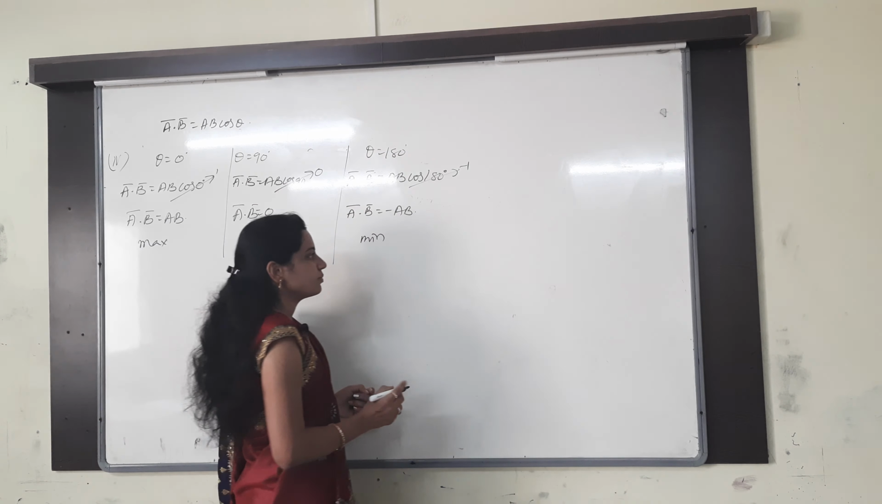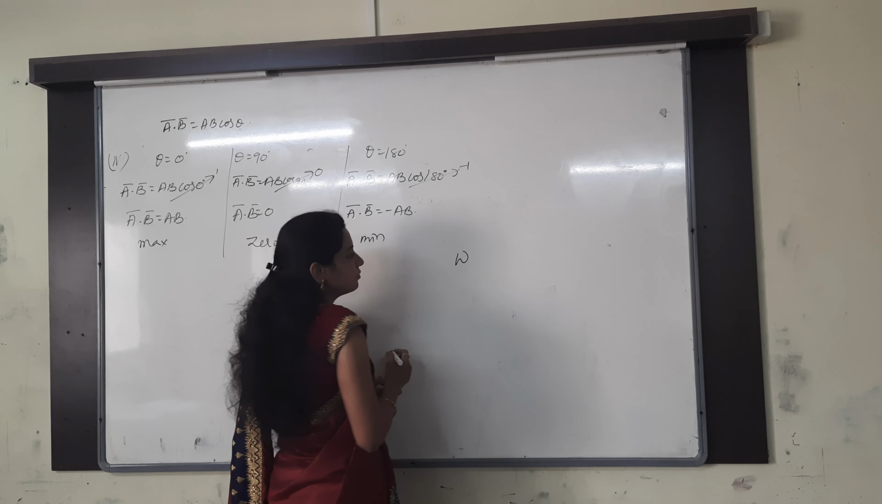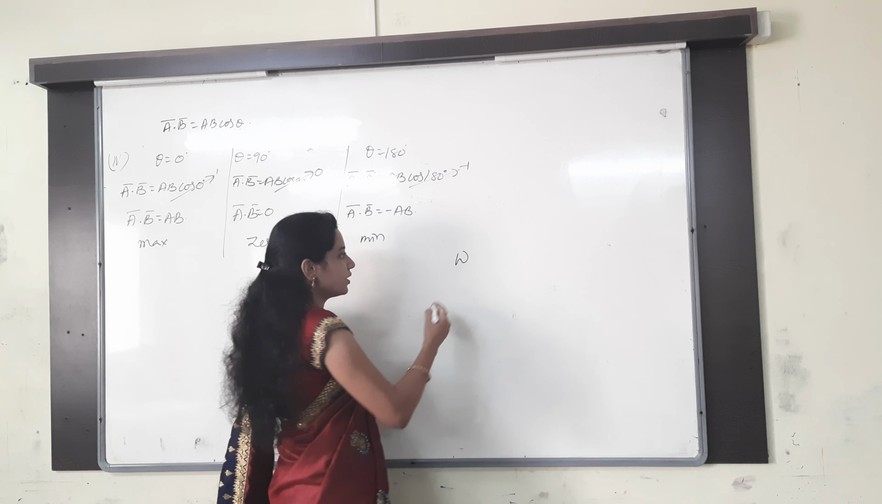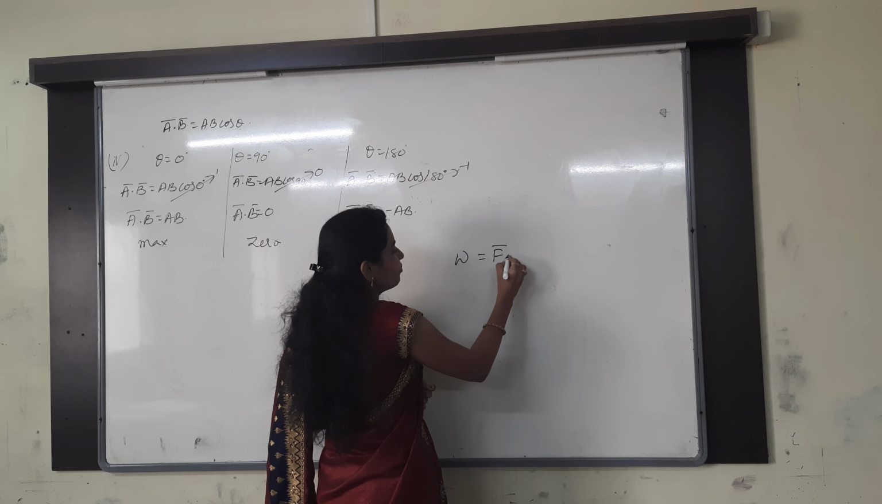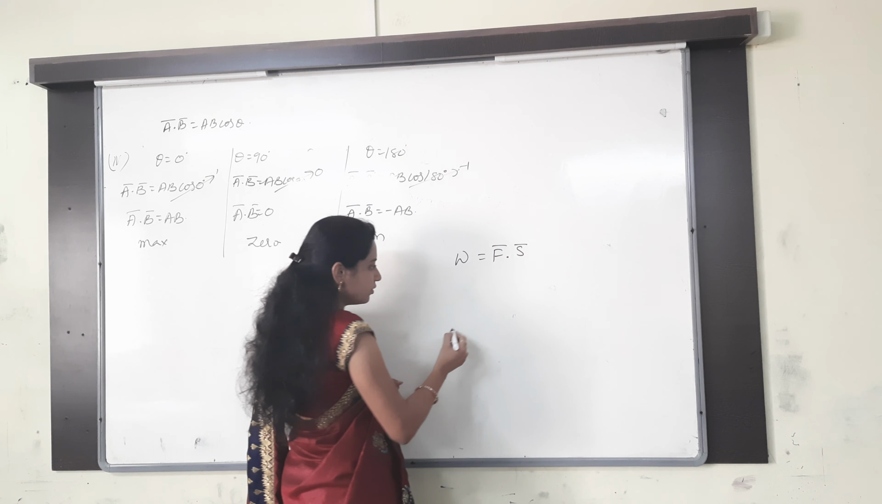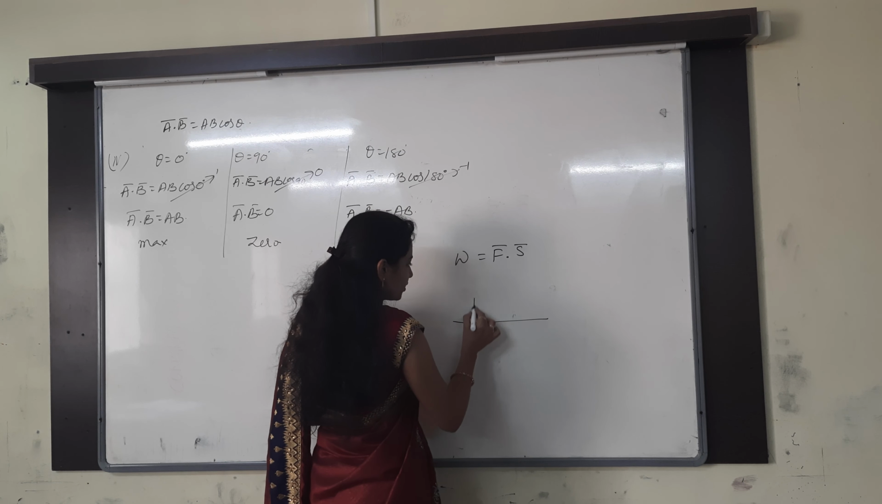You know the work done formula. What is the work done formula? Work is equal to force into displacement. So W is equal to what we will write? F bar dot S bar, we will write. F bar dot S bar. Now what do you mean by this F bar dot S bar?